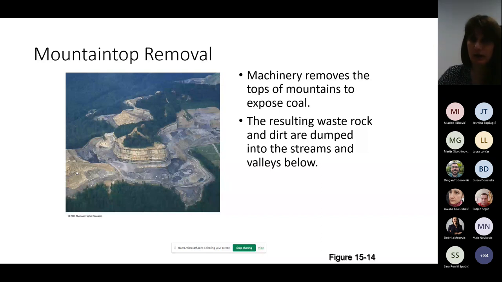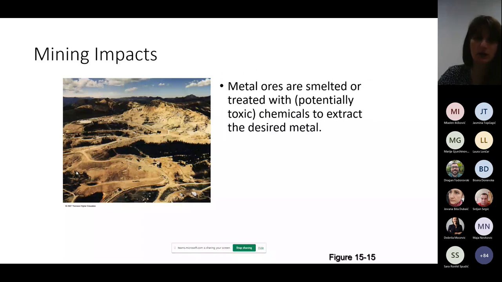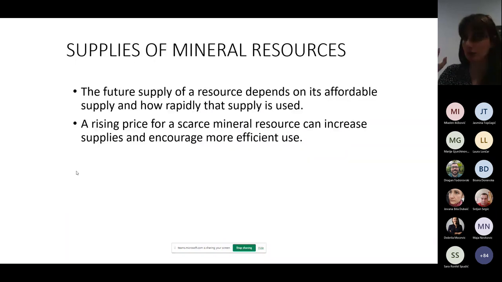And there are also mining impacts, where metal ores are smelted or treated with chemicals to extract the desired metal, but these chemicals are potentially toxic. So when we are talking about extraction of mineral resources, potentially in the region, we have to consider all these negative effects.